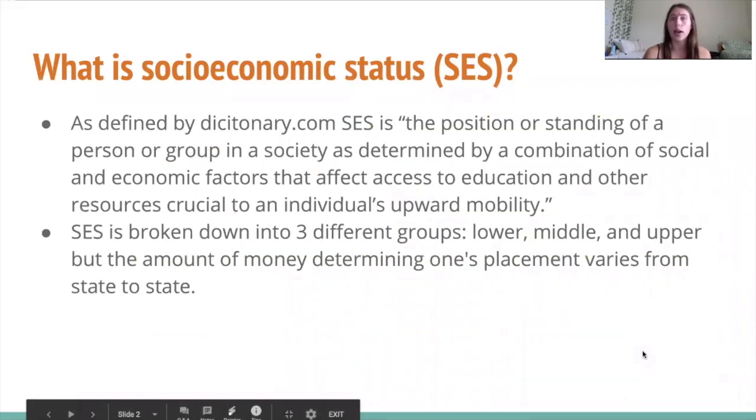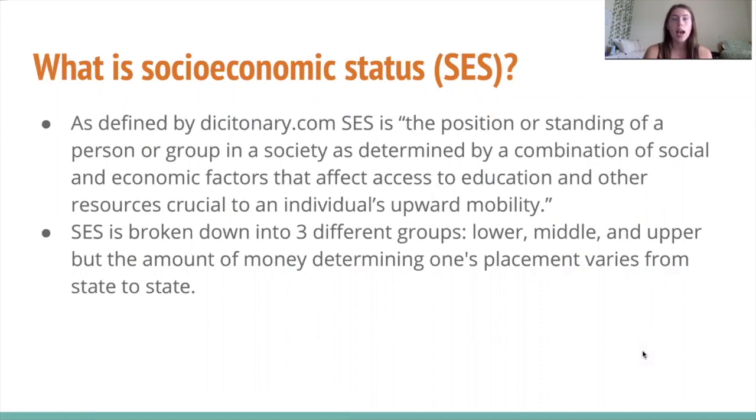What is socioeconomic status, or SES? As defined by dictionary.com, SES is the position or standing of a person or group in a society as determined by a combination of social and economic factors that affect access to education and other resources crucial to an individual's upward mobility. In simpler terms, it's the standard of placement of how much money a family brings in annually. SES is broken down into three different groups: lower, middle, and upper, but the amount of money determining one's placement varies from state to state.